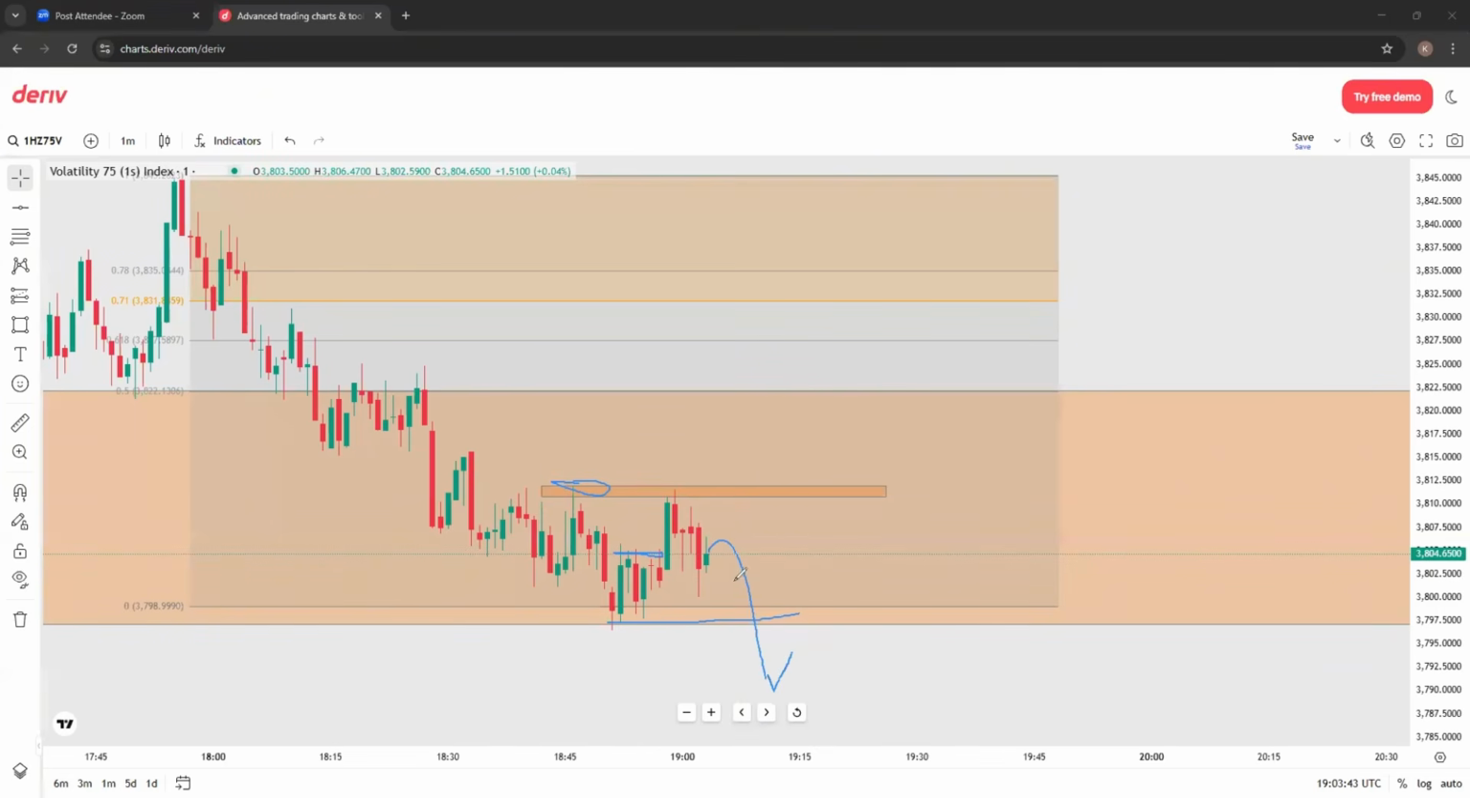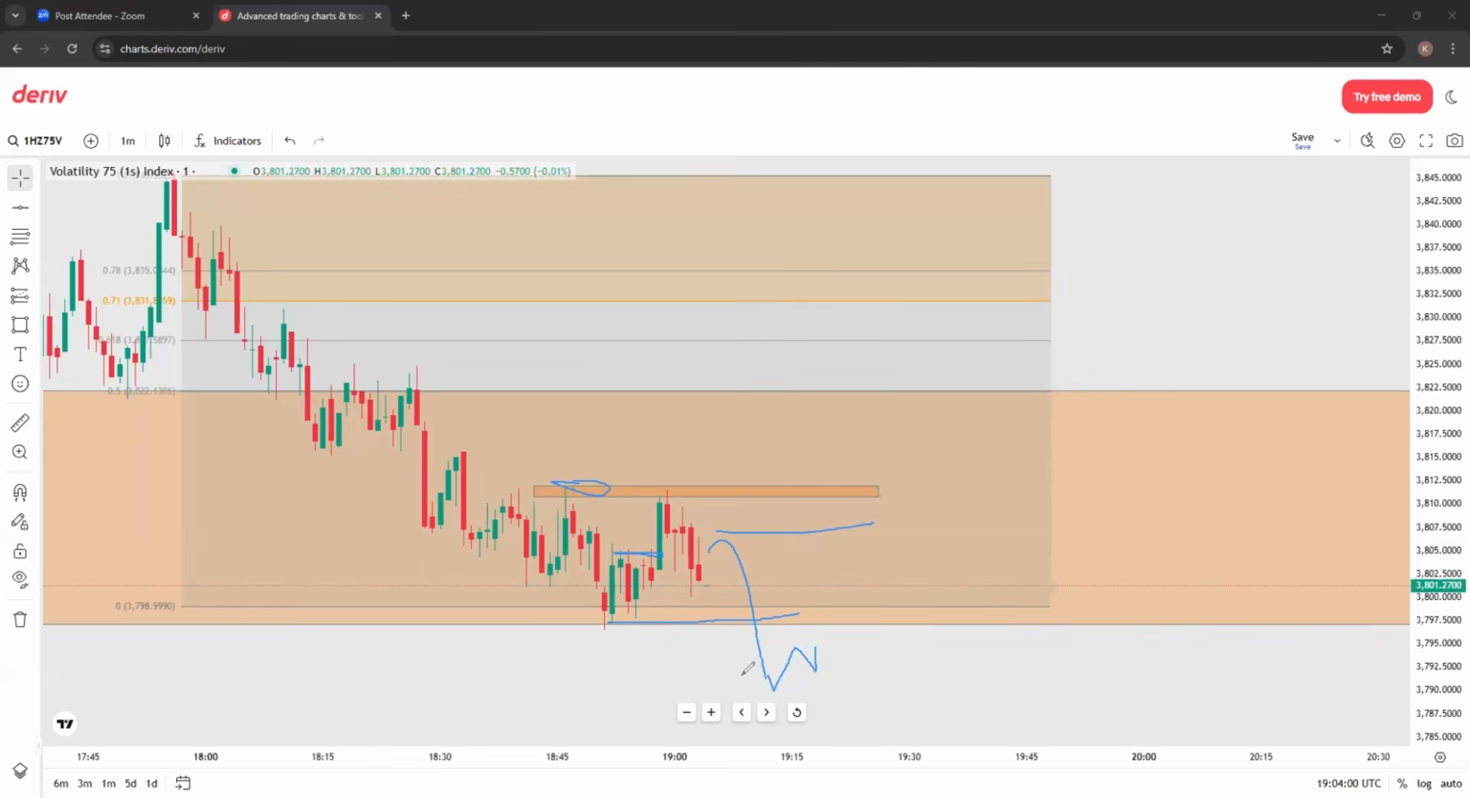But as long as it doesn't break your previous high, what it's basically telling you in small time frames is that it hasn't really confirmed an uptrend. Because remember, when your trade switches in M1, it means the next time frame that is supposed to switch is M5. I don't know if you're getting me right there.